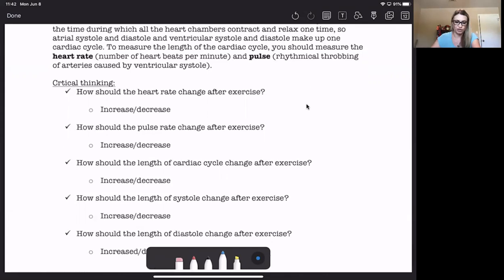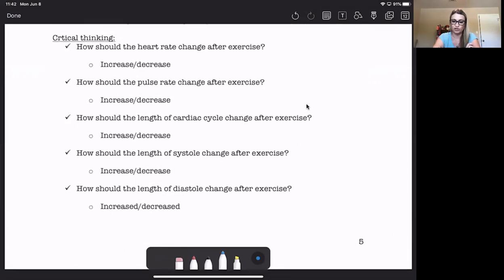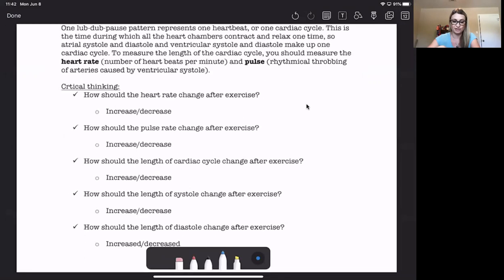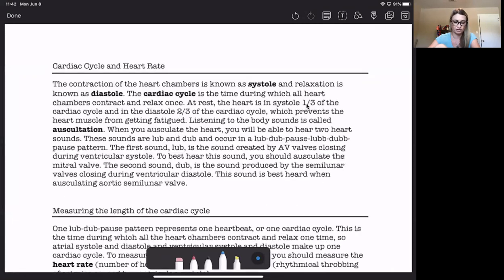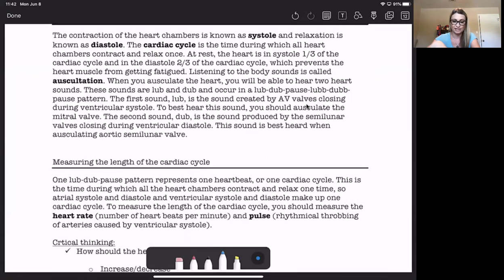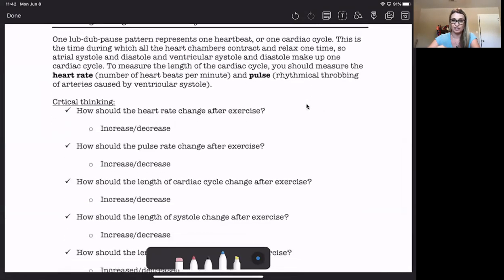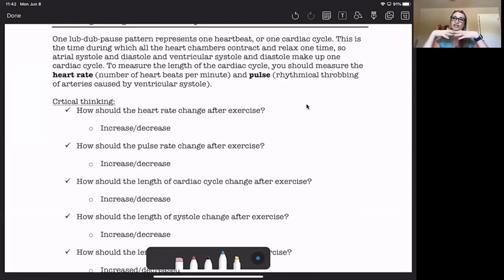Then the last questions are, how should the length of the cardiac cycle change after exercise? When you do your reading before these questions, it tells you what a cardiac cycle is. It's basically one heartbeat, in a nutshell. And I see I have a typo there for critical thinking. So one cardiac cycle is all your chambers contracting and relaxing once, that one heartbeat.